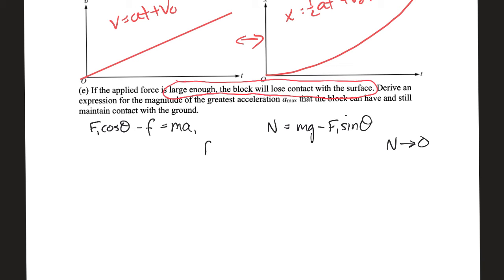Now, what's also true is the frictional force then also must go to zero. Friction is proportional to normal. So if the normal is going to zero, the frictional force is going to zero, which means F1 cosine theta is going to be equal to MA1 at the moment the normal force is no longer providing a force against the object. The surface is no longer providing a force against the object. And F1 sine theta equals mg.